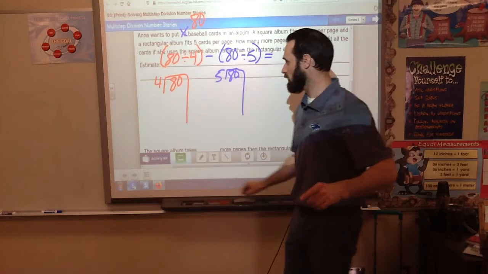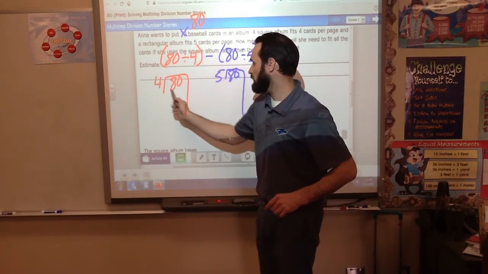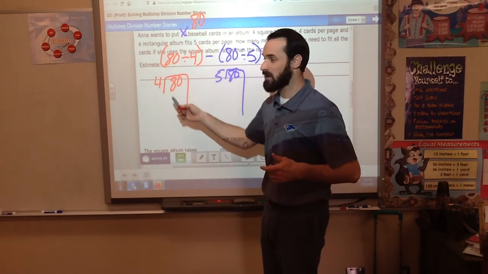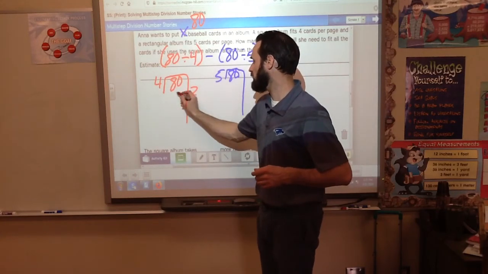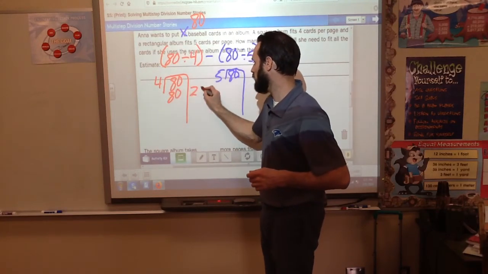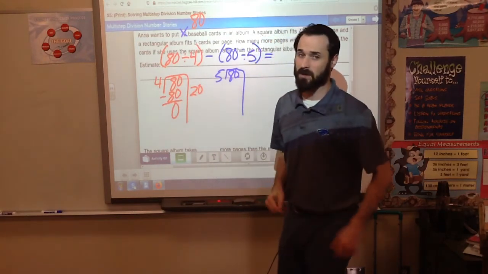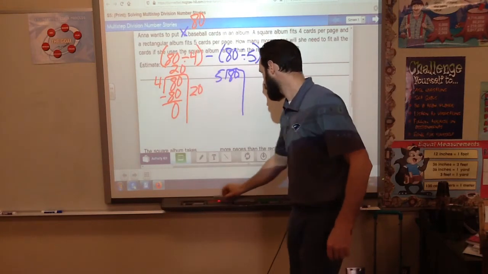Okay, taking a look at this first one. I think how many 4s can go into 8? Rather than 80, just focus on the 8. How many 4s, what times 4 equals 8? And that's 2. 4 times 2 is 8. Add my 0, and subtract. 80 minus 80 is 0. You might have done it differently, you might have different steps, but you should have ended up with 20 pages.